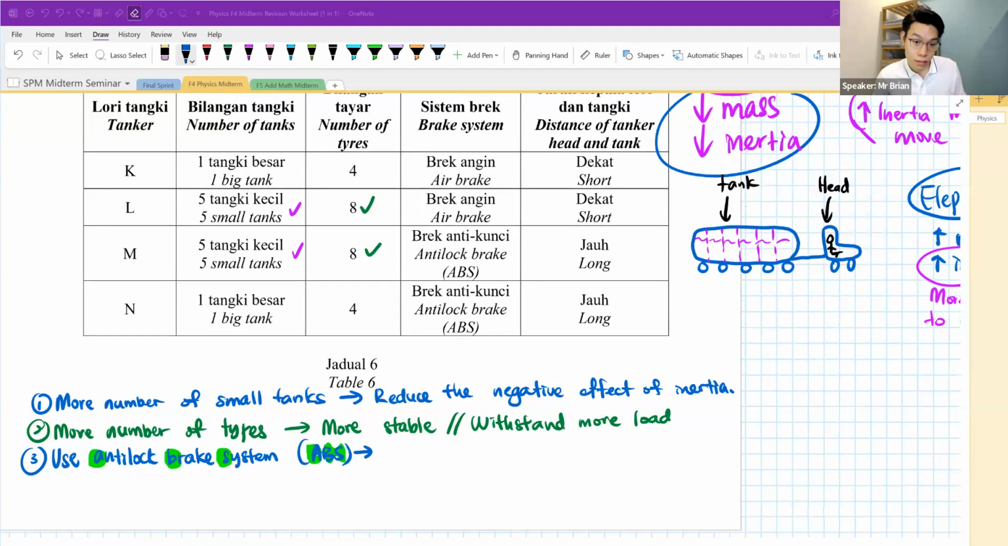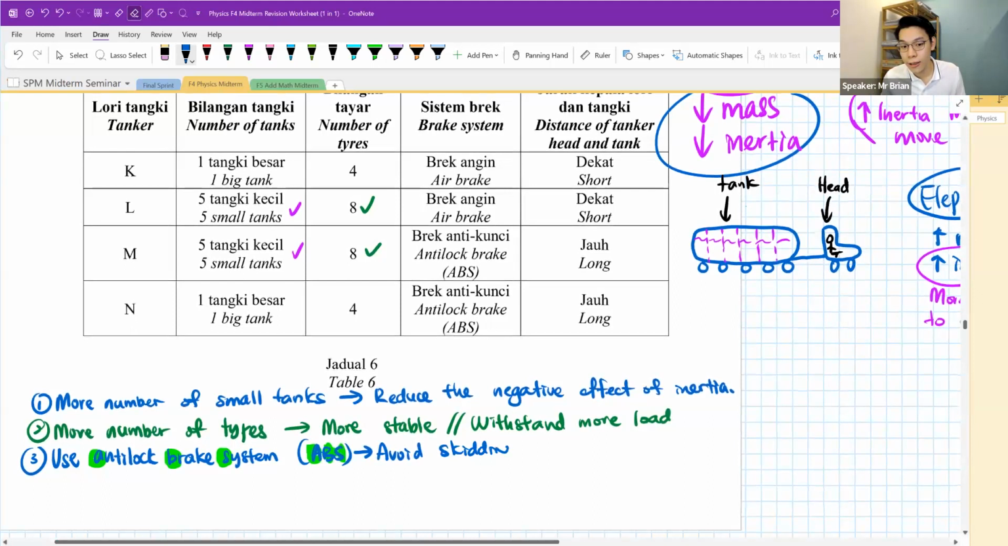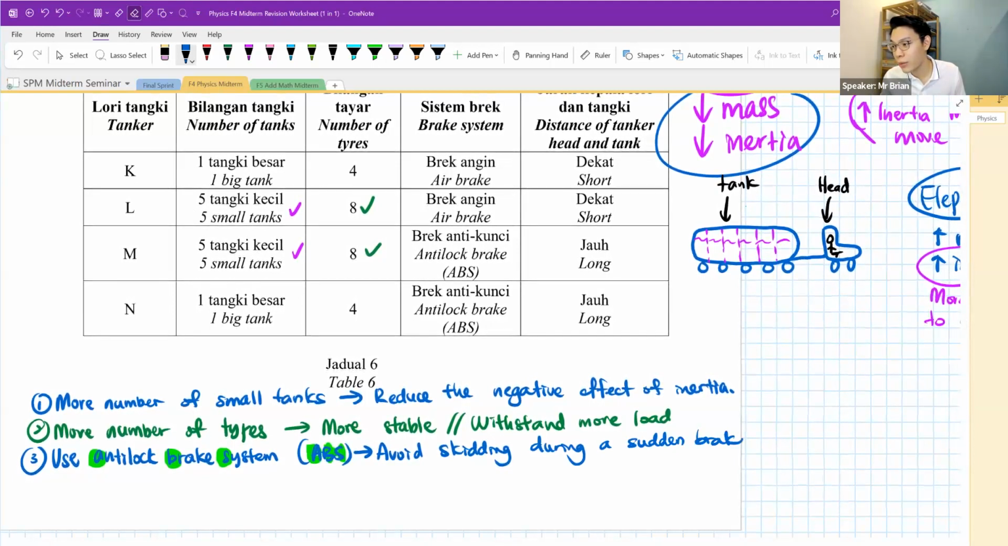And yes, anti-lock braking system is to avoid skidding during a sudden brake. I'll explain what this system does. Imagine this. Suddenly you see a cow. Okay, you drive on the highway. Suddenly you see a cow walk onto the highway, and you suddenly want to stop. So what happens? You would press your brake very hard.